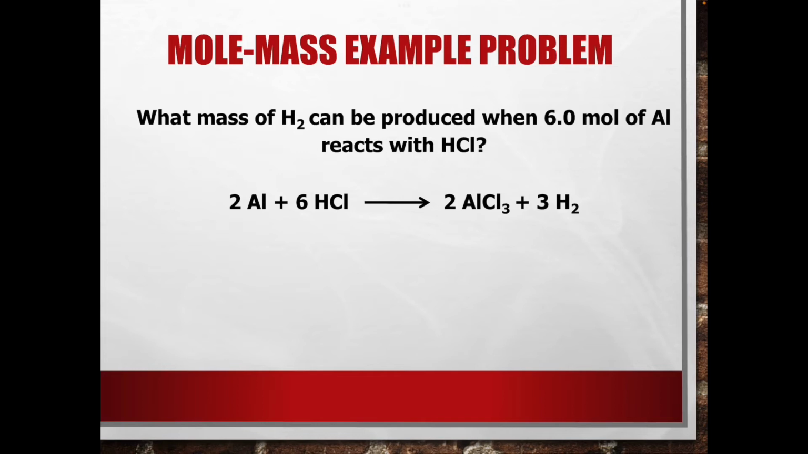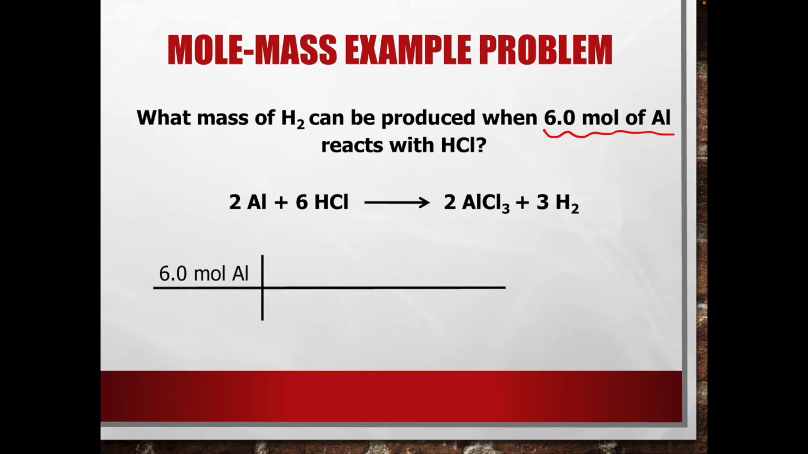This says, what mass of hydrogen can be produced when 6 moles of aluminum reacts with hydrochloric acid? All right, so I've given you a balanced chemical equation there. You can notice that it's balanced because it already has coefficients. So what are we starting with? We are starting with 6 moles of aluminum. So that's what goes in the beginning of our train track. So we'll make our train track here.